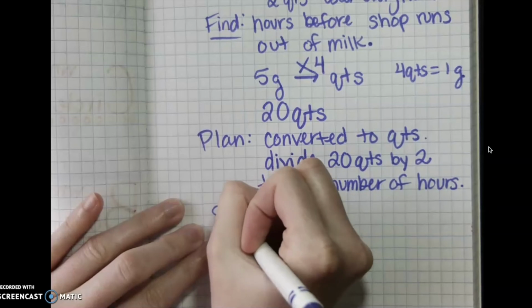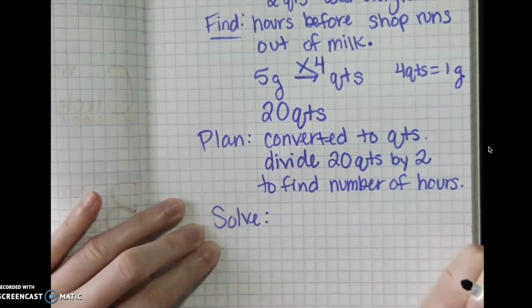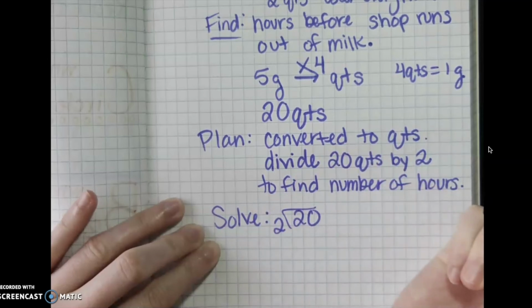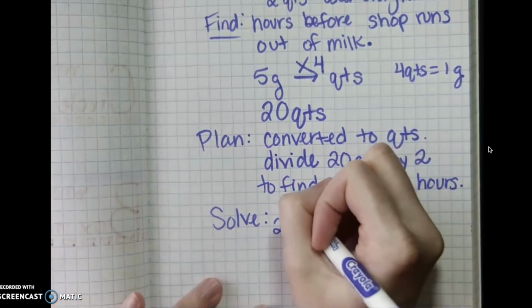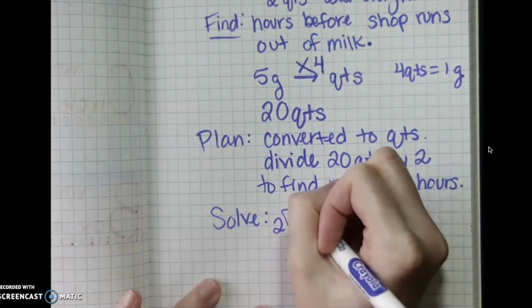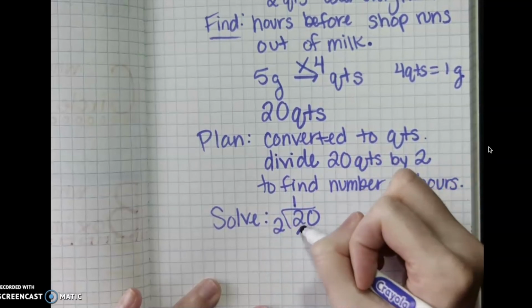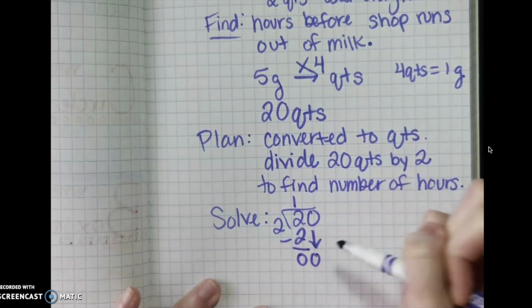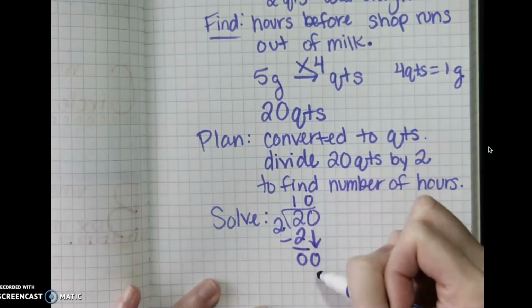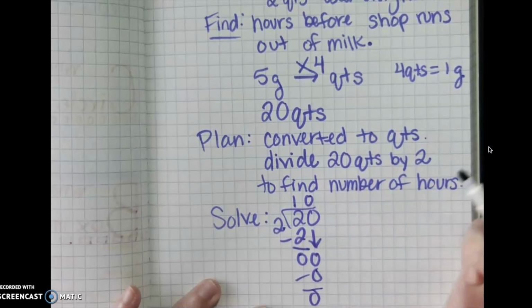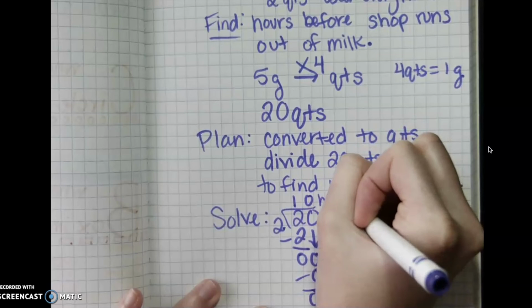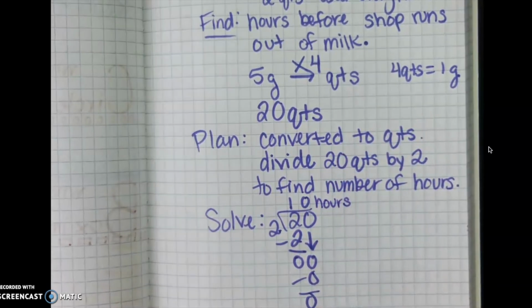So solve is to actually solve it now. So I have 20 quarts divided by 2. I think we know the answer to this. We have a 1. 2 times 1 is 2. Subtract, I get 0. Bringing down the 0. 2 times 0 is 0. Subtract again. Okay, so the coffee shop can make drinks with milk for 10 hours.